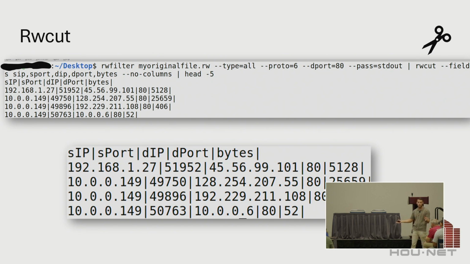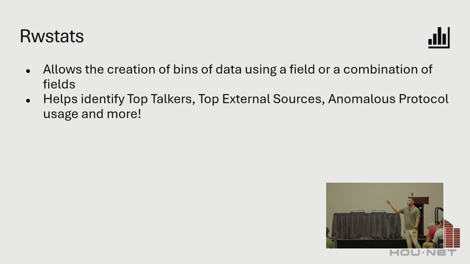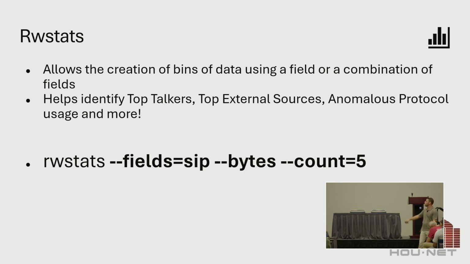This is using rwcut, which is, I feel like, more for reporting and not really for analysis. That's where things like rwstats come into play. And there's actually like 20 or so rw-somethings in the SiLK toolkit. I'm only talking about a few because we're not going to be here forever. But we can create bins of data using whatever we want and derive investigation starters out of that, right? So we can look at top talkers, external sources, so on and so forth.